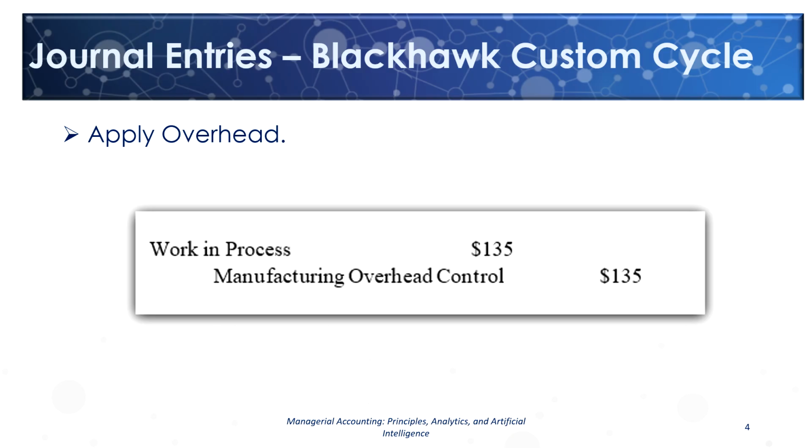Next, we apply overhead to the job. We debit work in process because overhead is part of product costs. We credit manufacturing overhead to reflect that overhead has been applied to jobs using the predetermined overhead rate times the consumption of cost drivers.